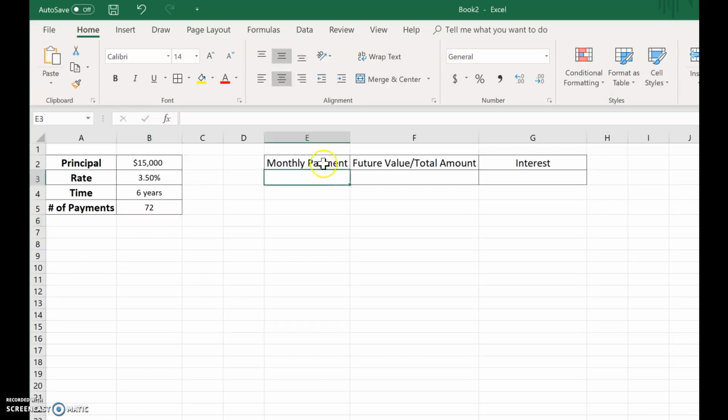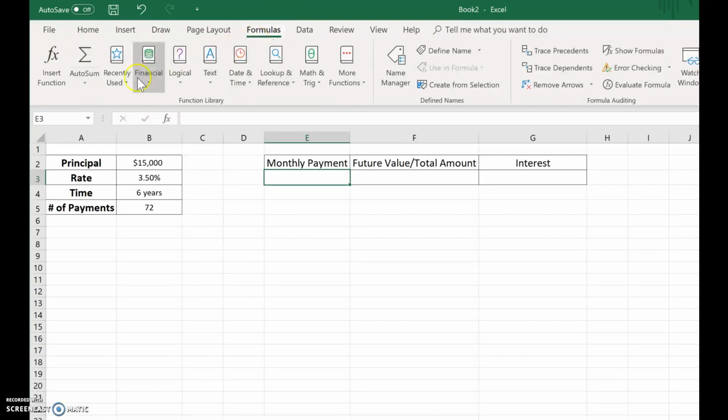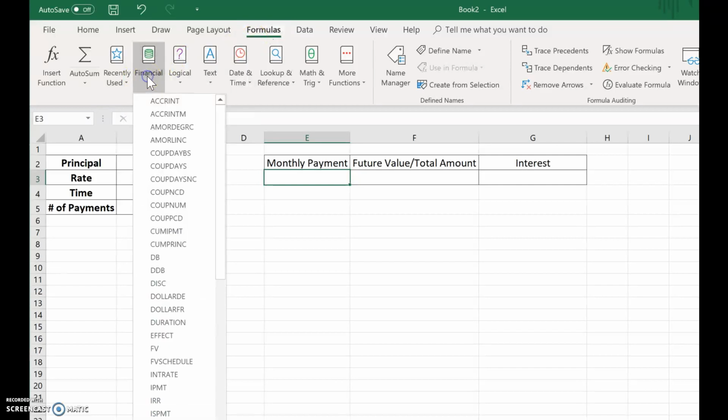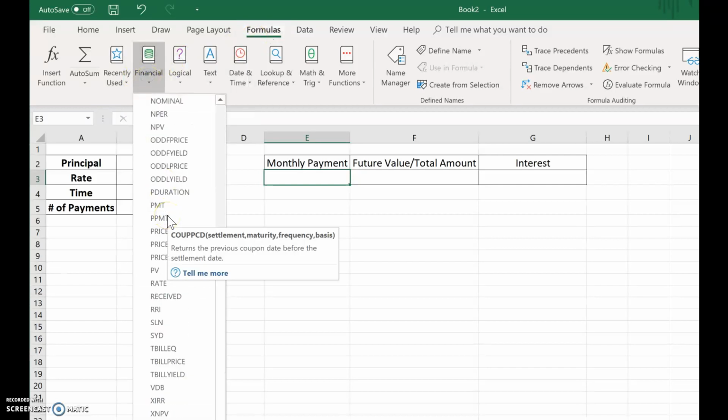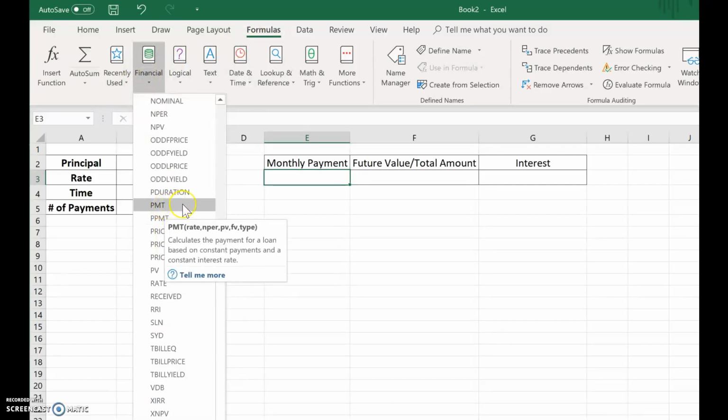So I'm going to click in the box below monthly payment. There's a couple ways to do this, but we want to access the PMT formula in Excel, which is the monthly payment formula. If you go up here, you can see the formulas button. This is probably the easiest way to do this. So click formulas and then go to financial. Scroll down until you find PMT. It looks like this right here.